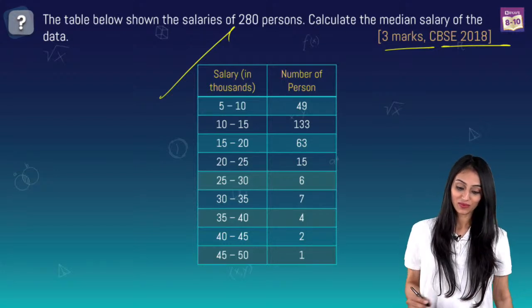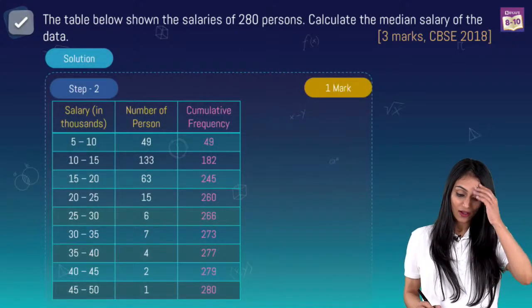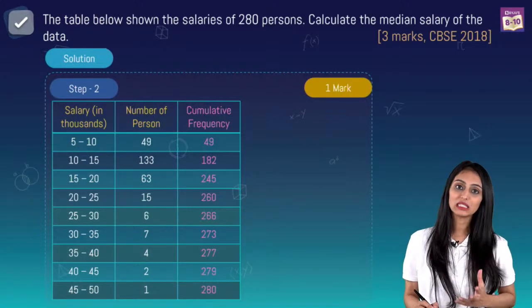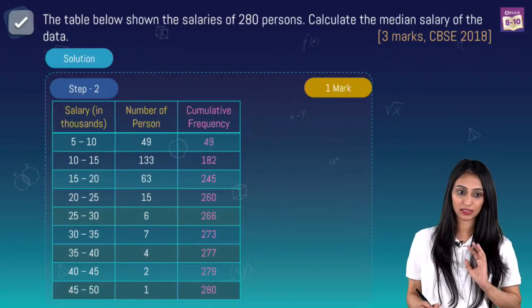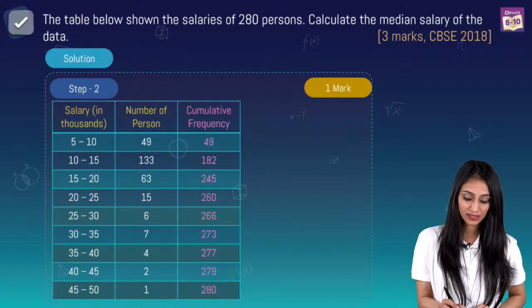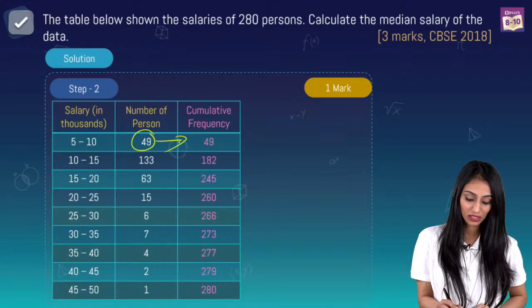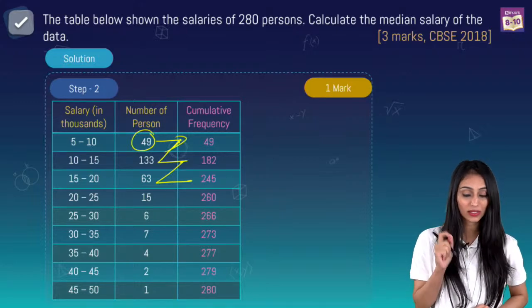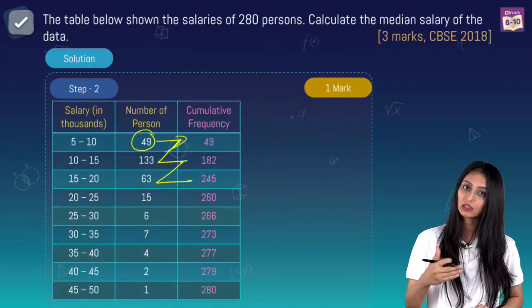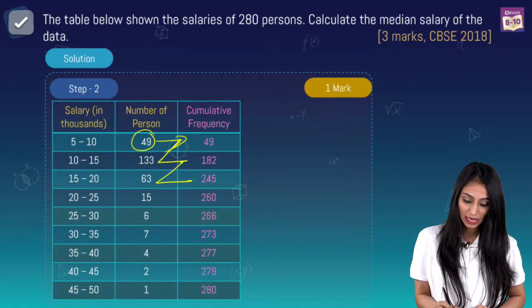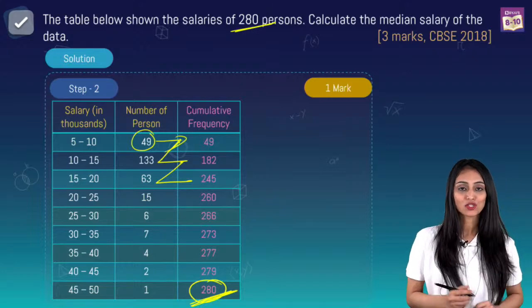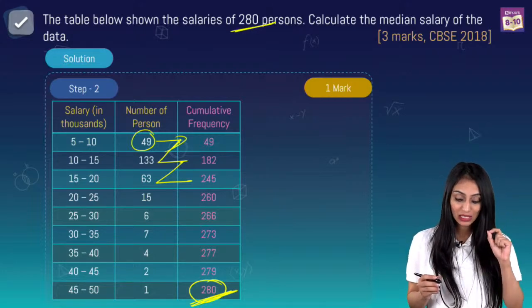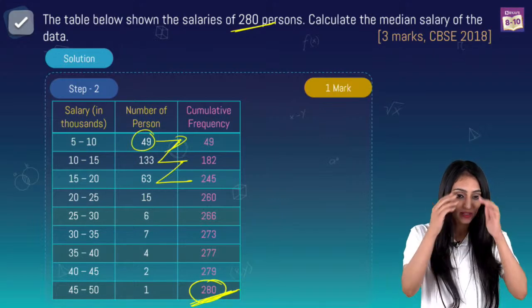All right. So, first of all, when we talk about the median, we have to find out the cumulative frequency, right? The first frequency will remain the same, then we keep adding the next one to it. So, this becomes 182. When we add 63 to 182, you get 245. Similarly, you keep adding the next value. At last, we get 280. You see, this number and this number are the same. So, the sum of all the frequencies will give you the last number of the cumulative frequency. Yes?